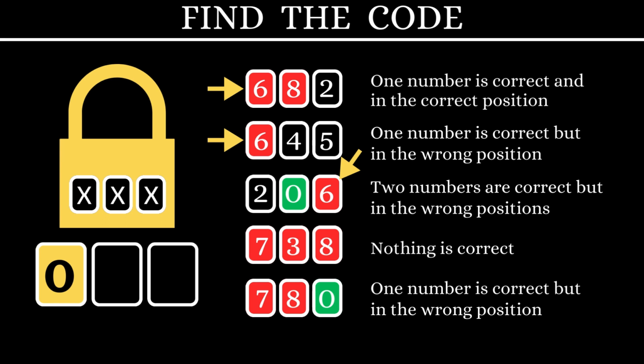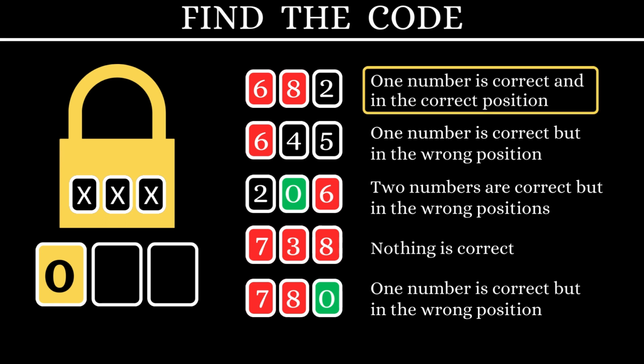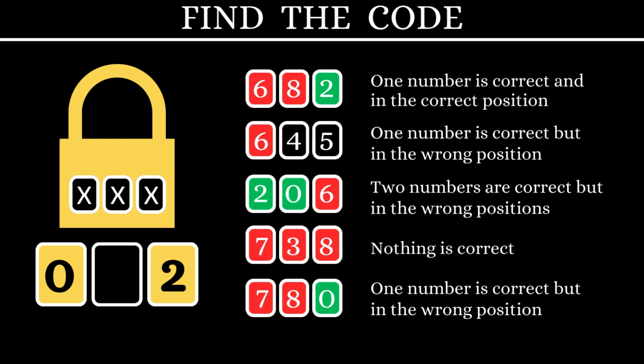Now, moving to the first statement again. One number is correct and in the correct position. We are left with only 2, which is in the correct position. So, let's write down 2 in the code as the last number.